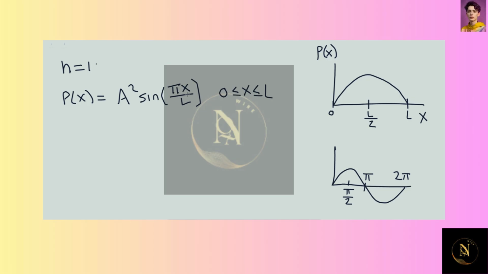When x is equal to L, we have sine of pi is 0. And of course, sine of 0 is 0. So we have max probability when x is equal to L over 2. We have minimum probability right at the edges. So when x is either 0 or L.